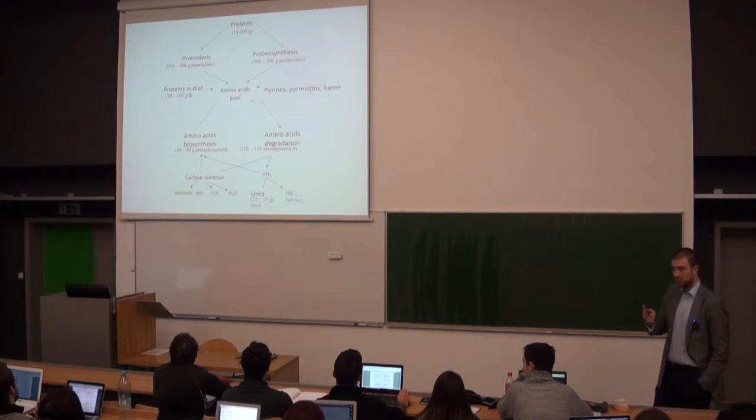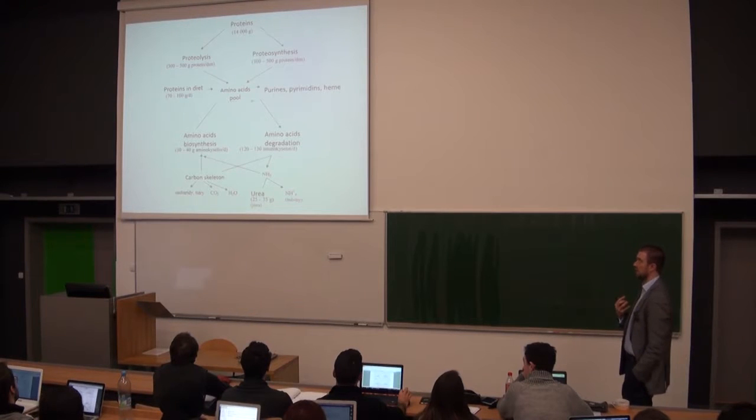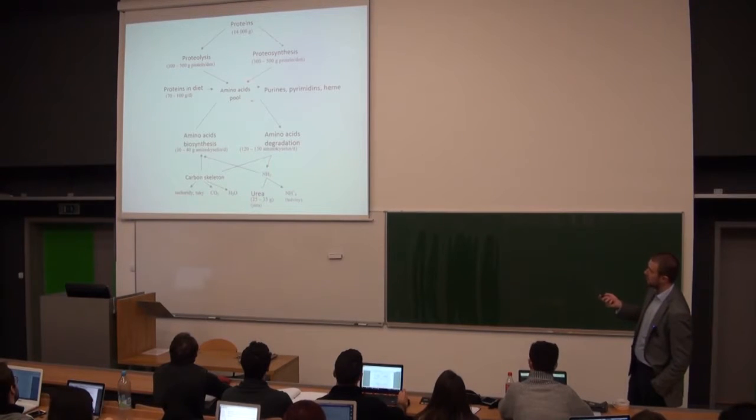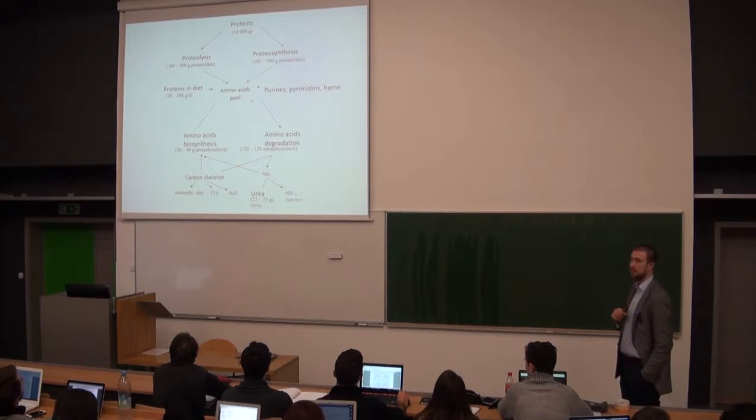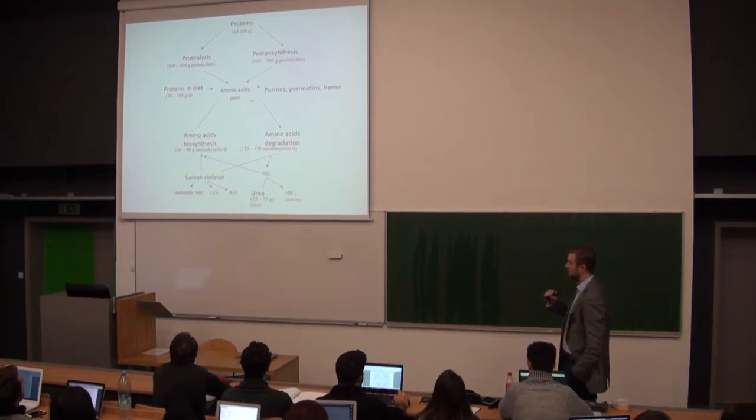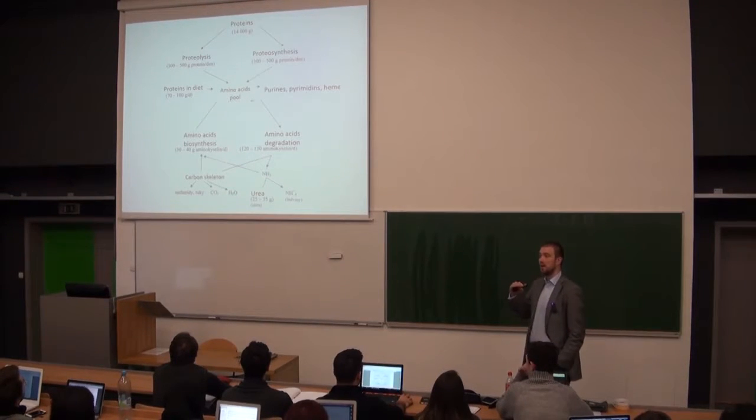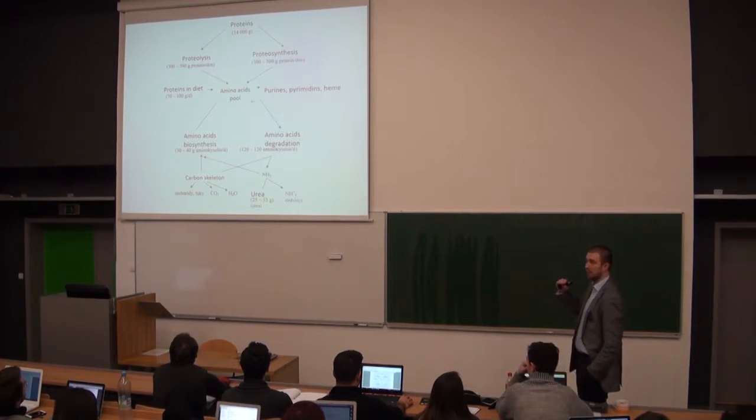We have three utilizers of this amino acid pool. The first is protein synthesis. That means that if you are an adult, you typically have normal nitrogen balance.